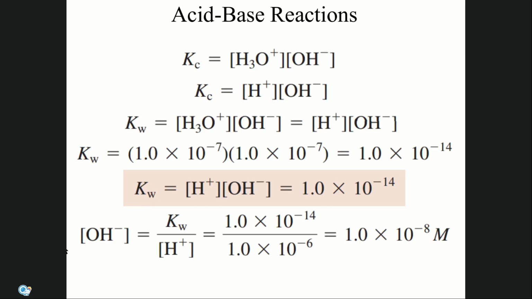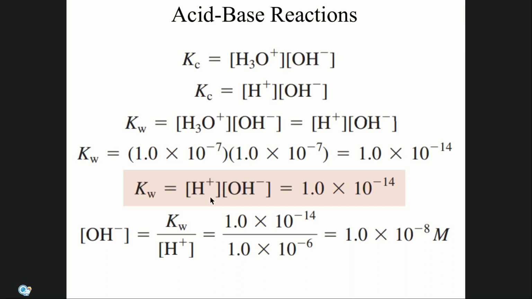Whenever we have pure water or an aqueous solution of dissolved species, the following relationship always holds at 25 Celsius degree. Whenever concentrations of H plus and OH minus are equal, the aqueous solution is said to be neutral. In an acidic solution, there is an excess of H plus ions, and in basic solutions, there is an excess of hydroxide ions.